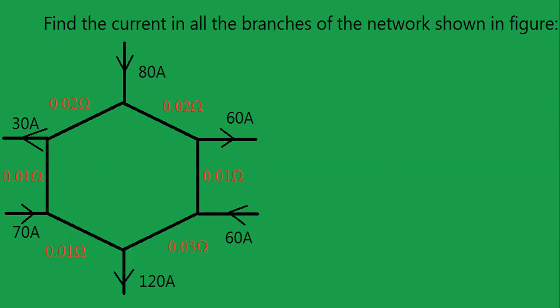In this numerical, let us find the current in all the branches of the network shown in figure. So, there are 6 resistors whose values are marked. We have to find the current flowing through these 6 resistors. So, the first step is to mark all the nodes.